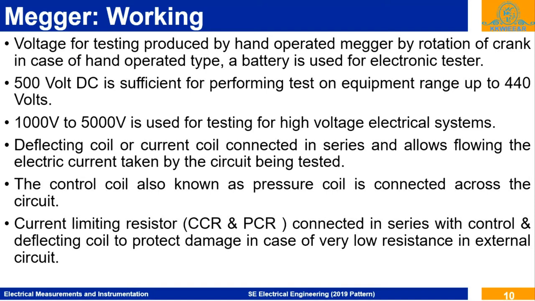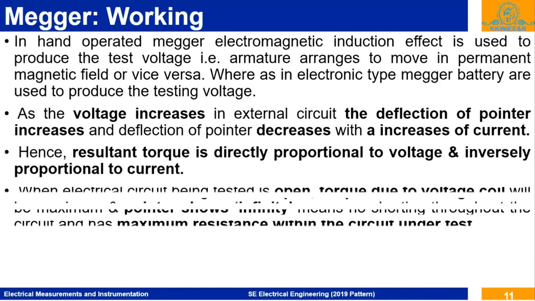The deflecting coil or current coil is connected in series and allows the electric current taken by the circuit being tested to flow. The control coil, also known as the pressure coil, is connected across the circuit. A current limiting resistor is connected in series with the control and the deflecting coil to protect against damage in case of very low resistance in the external circuit. As we can say, if the resistance is low, a high amount of current will flow through the current or voltage coil. This high current can damage the CC and PC coils. To limit the current, we use a current limiting resistance.